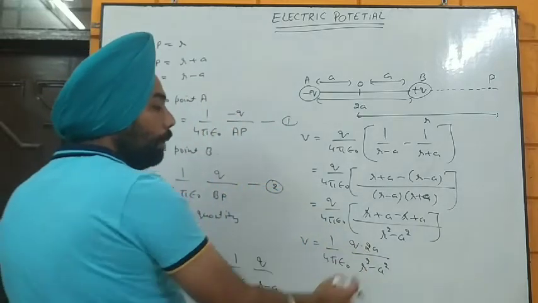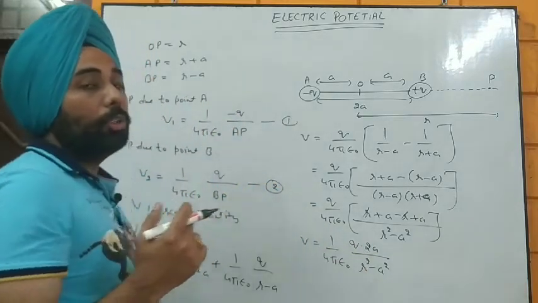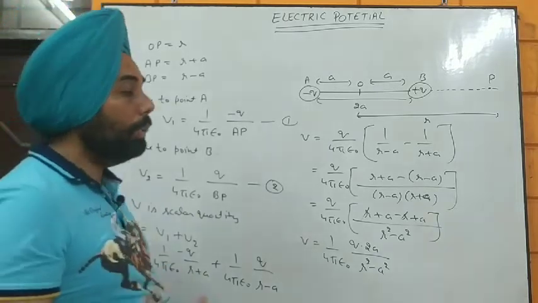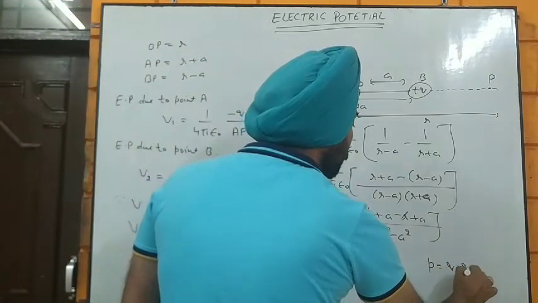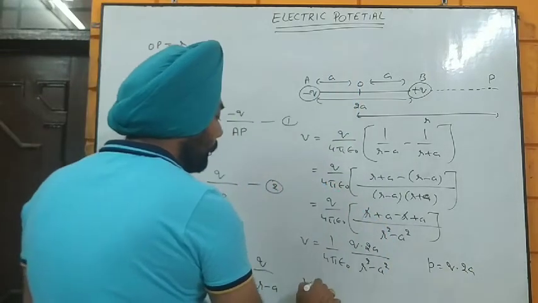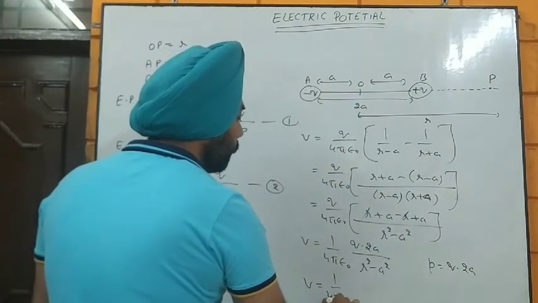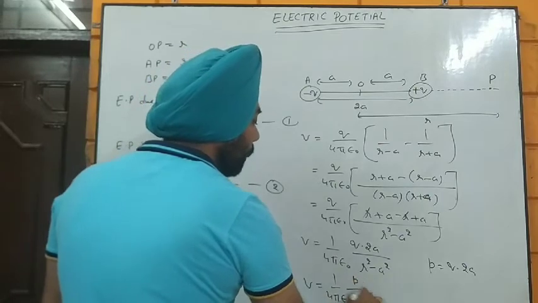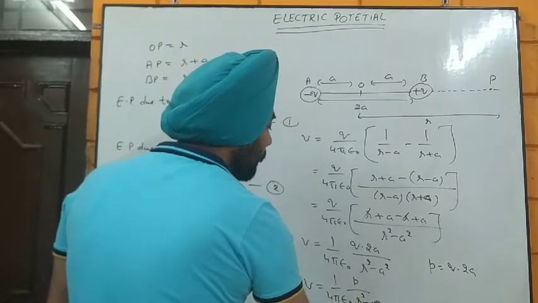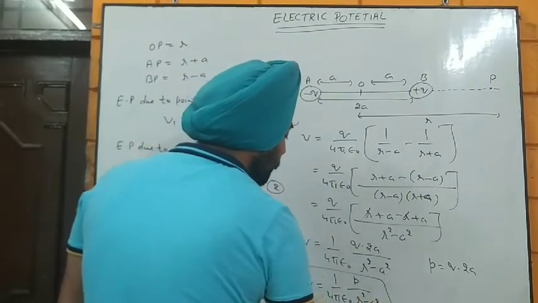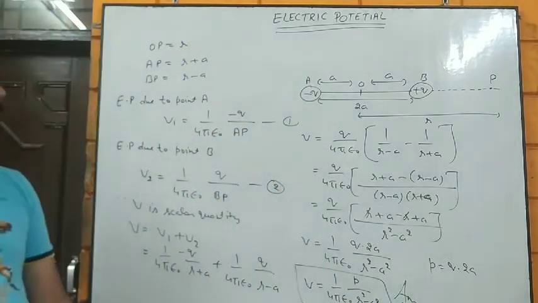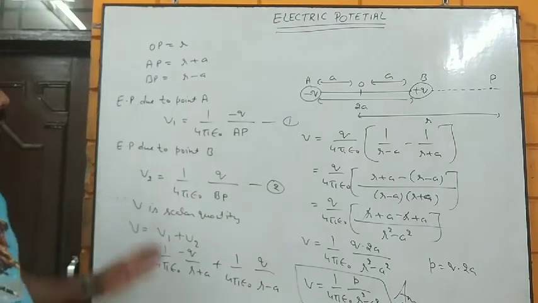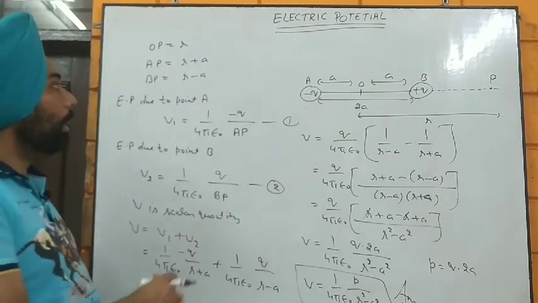And what is Q into 2A? Charge into dipole length is the electric dipole moment P. So the answer is going to be 1 over 4 pi epsilon naught P upon R square minus A square. And that is the answer for your topic. That's very easy. That is the topic for the axial line.